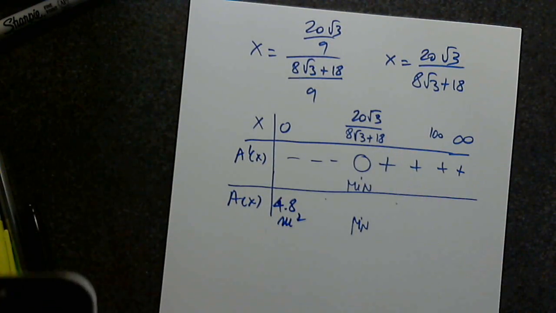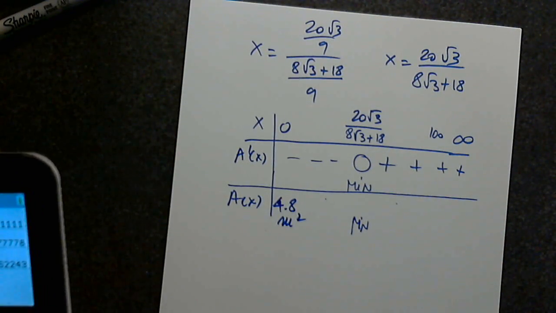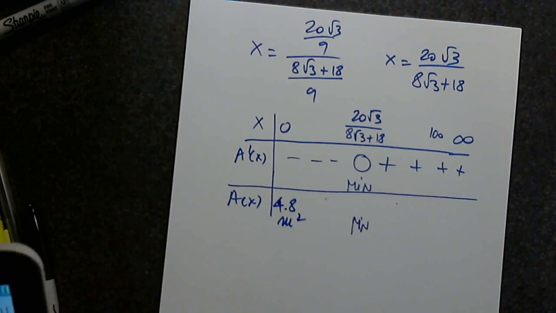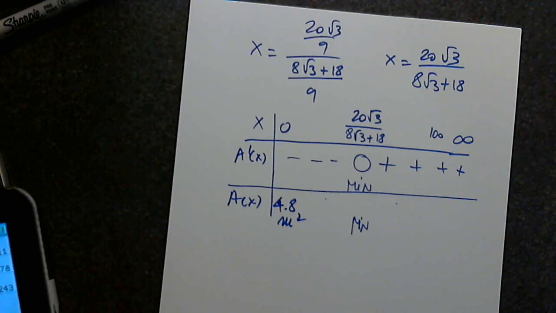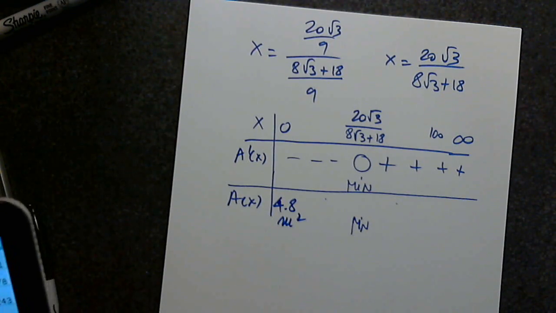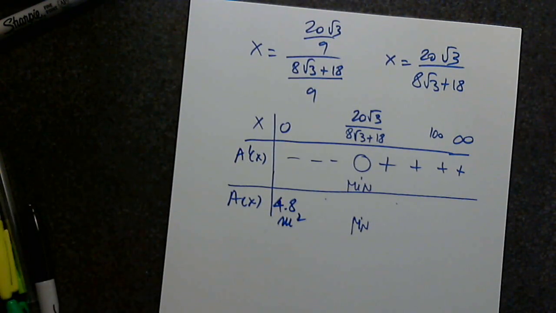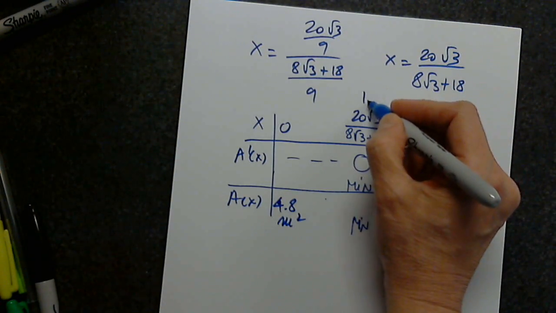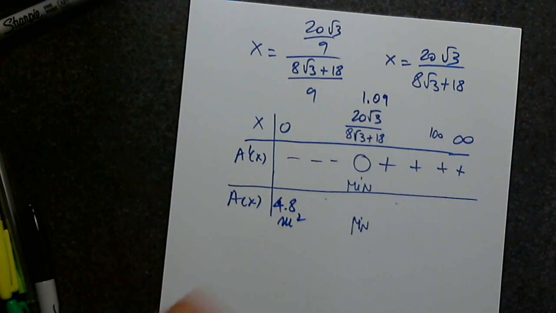And what is this? How much is that? So 20 multiplied by the square root of 3 and divided by, in parentheses, 8 the square root of 3 plus 18. So I got 1.09. When I plug in 1.09 in the function, let's see what we get.